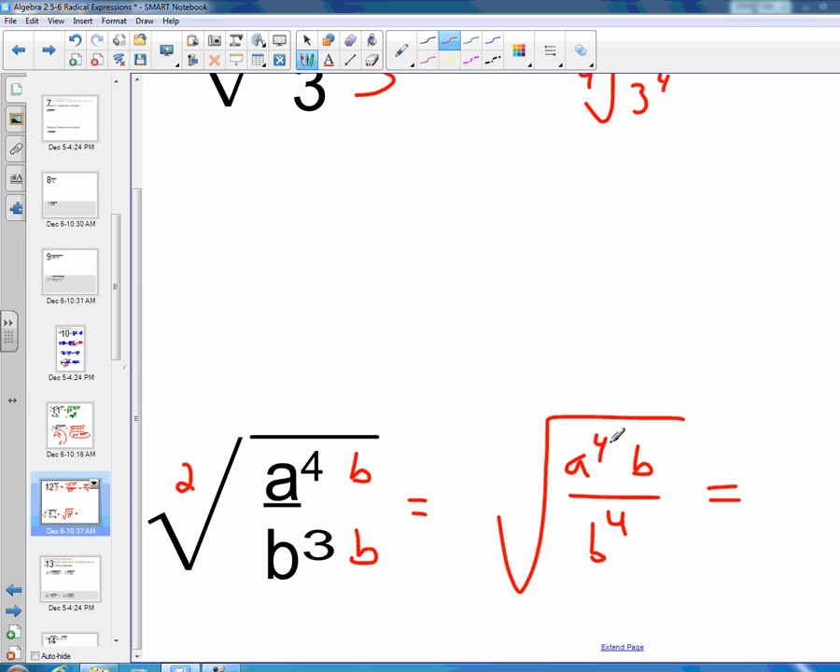So the square root of a to the fourth, groups of 2. There'd be 2 groups of 2, so that's a squared coming out with a b left inside. And I need groups of 2, so that would be b squared left on the inside. Hopefully with all these examples you've figured out how to do the quotients.